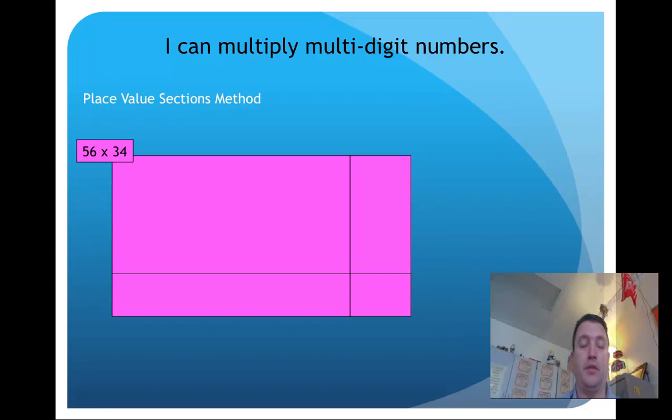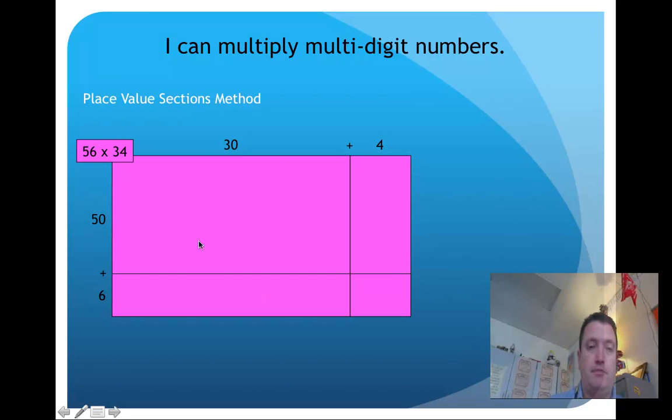This is just like area. If you think about area, everything's in rectangles or square units. That's really what we do for area here. So each one of these is going to represent a portion of the area that we'll add together at the end. So the first thing I'm going to do is split 50 and 6. So I put 50 plus 6. Across the top, I'm going to put 30 plus 4.